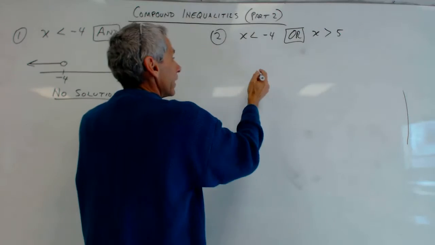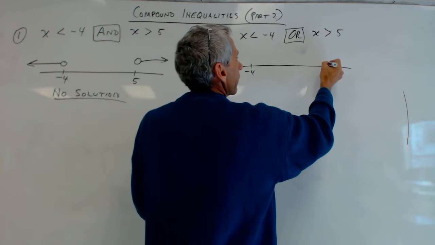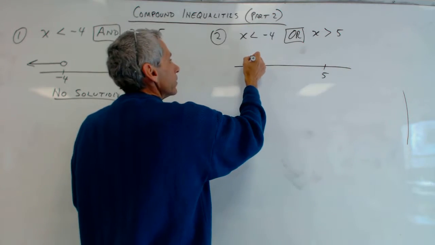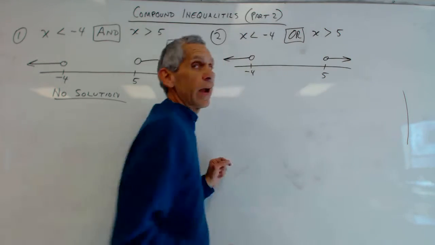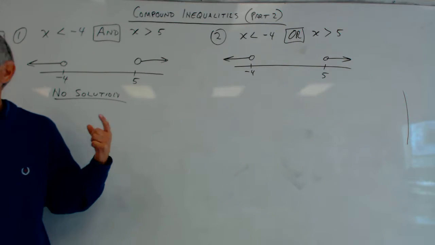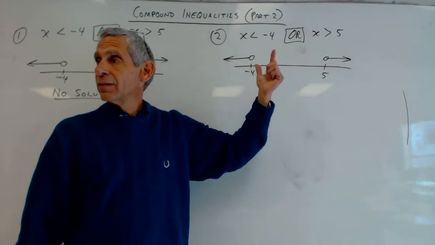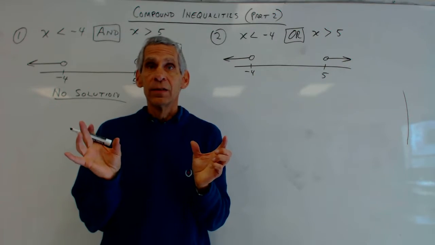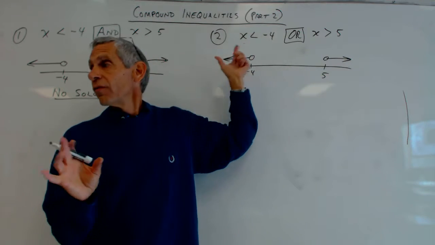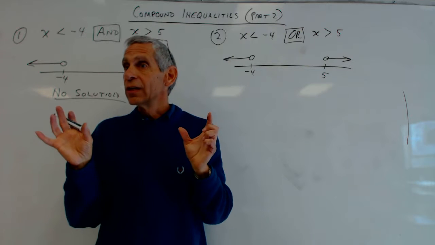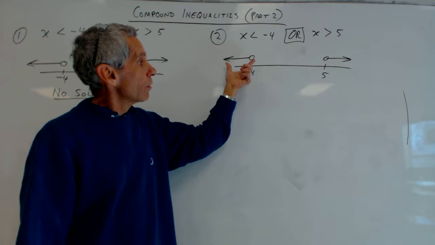It's the same thing. I can graph the same thing, right? So I've got negative 4, and I've got 5, and it's open circle to the left, and open circle to the right. Same graph, because it's the same problem. The only difference is the interpretation. Or says that we can unite any answer of either of the two inequalities. We can unite them. Union. Union is like uniting.